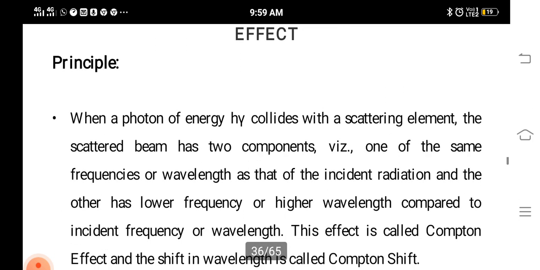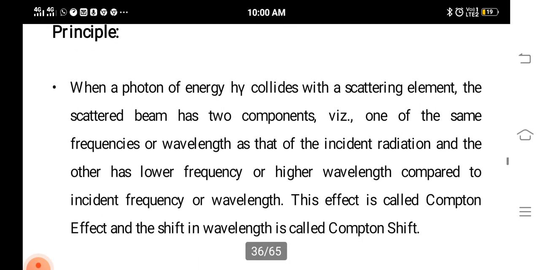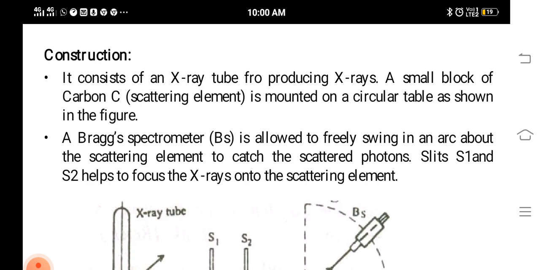When a photon of energy h nu collides with a scattering element, the scattered beam has two components. One has the same wavelength as the incident radiation, and the other has a higher wavelength compared to the incident wavelength. This effect is called the Compton effect, and the shift in wavelength is called the Compton shift. We'll see the construction of this experimental verification.